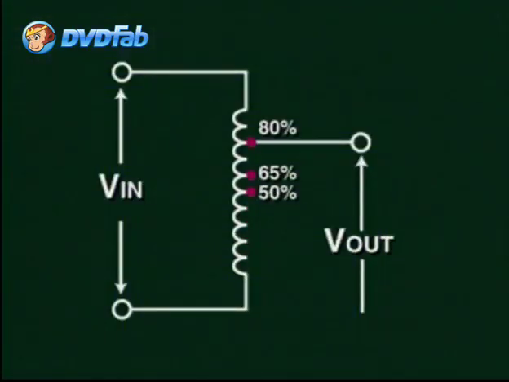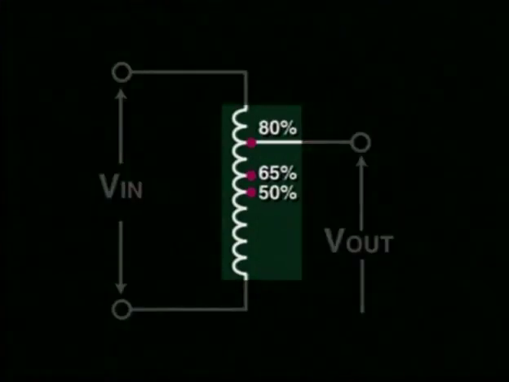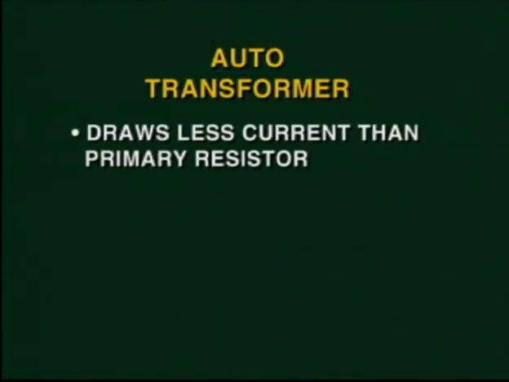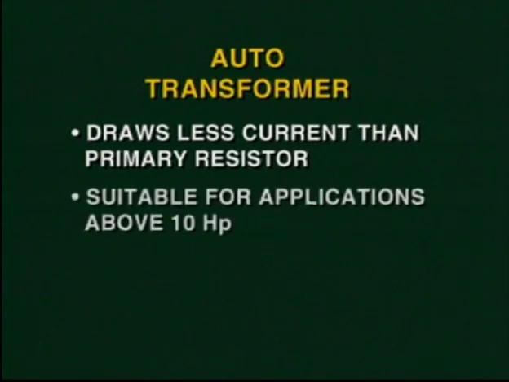The autotransformer reduced start utilizes an autotransformer, represented by this symbol, to start the motor. The autotransformer can be tapped at 80, 65, or 50% of the line voltage. This reduced voltage is the one passed on to the motor terminals. The autotransformer draws less current from the line than the primary resistor type and is well suited for reduced voltage applications of motors above 10 horsepower.